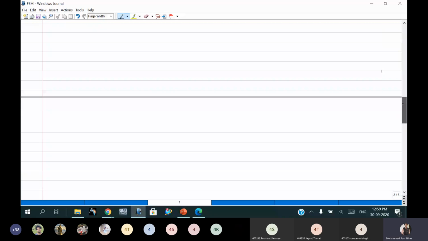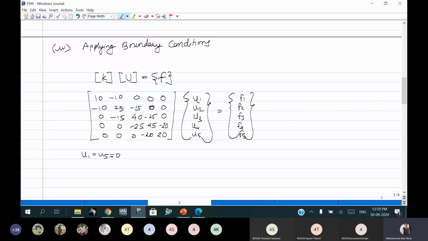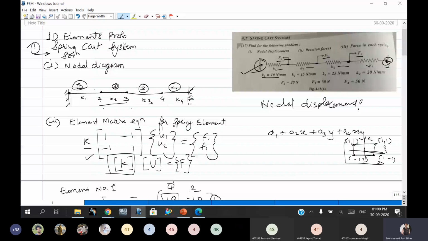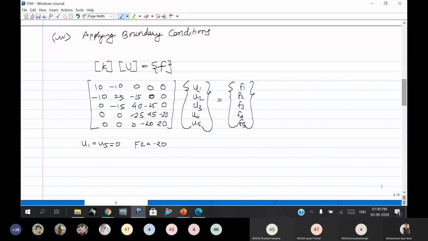Then forces given, F2 is given. Okay, then F3 is given, F3 is 20, F2 is minus 20. Why minus 20? F2 is minus 20 because left side forces are minus and the right side forces are positive. So in this way, compressive force, that's why it's minus 20, F3 is 30 and F4 is 50. Okay, so this should be a negative one, which is compressive.